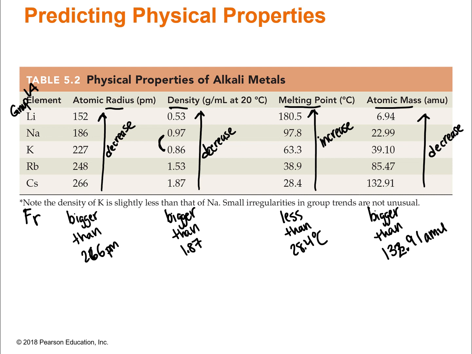Now let's say we didn't have the information for cesium, but we had all the information for francium. You could do the same thing: cesium's atomic radius would be somewhere between the radius that we have for rubidium and for francium. That the density would be between the density of rubidium and francium. You see what I'm saying? So you can predict the physical properties based on the elements in that element's group.